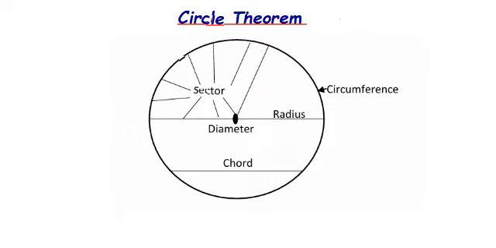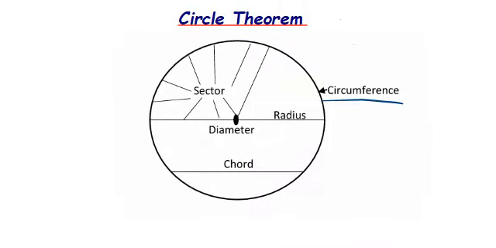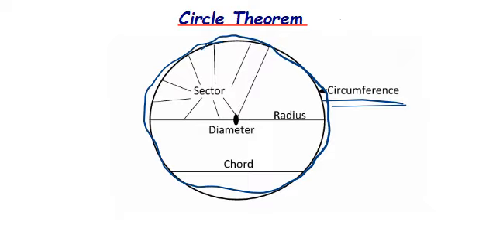Now, under the circle theorem, we have what we call the circumference. So the circumference, basically, is just the distance around the circle. So whatever we're able to see making the circle, it is what we call the circumference. So all of this is the circumference of the circle.